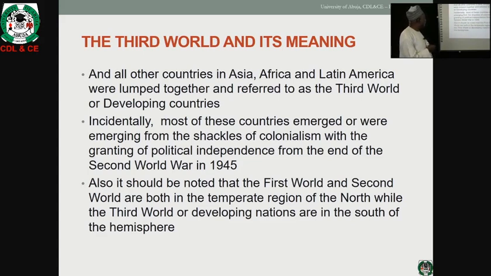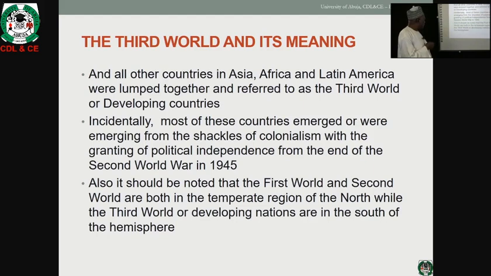Incidentally, most of these countries emerged or were emerging from the shackles of colonialism. These third world countries were emerging from the shackles of colonialism after the Second World War, that's after 1945. India, for example, got its independence in 1947, and subsequently Nigeria, in 1960. So these are countries in Asia, Africa, and Latin America that got their independence mostly after the Second World War.